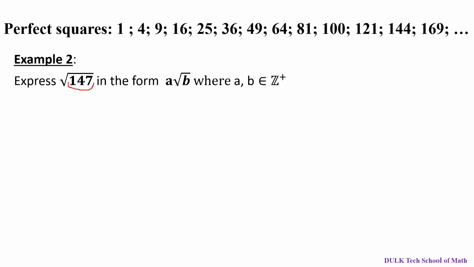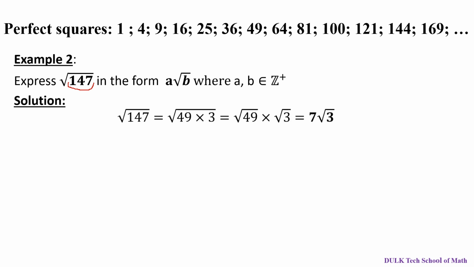Right, in this case, from this list, the highest factor of 147 in this list is 49. 147 is the same as 49 times 3. So we are breaking 147 into 49 times 3. And according to the important result, we can distribute the square root, having the square root of 49 times the square root of 3.